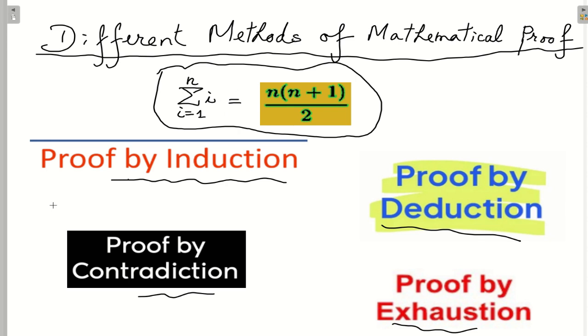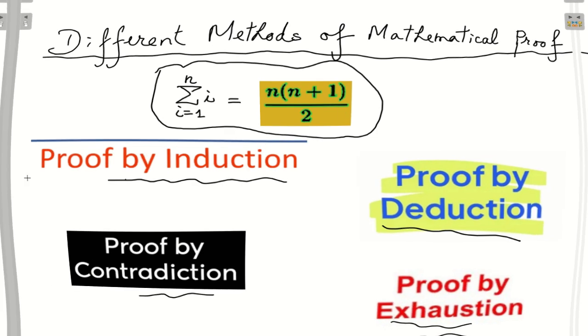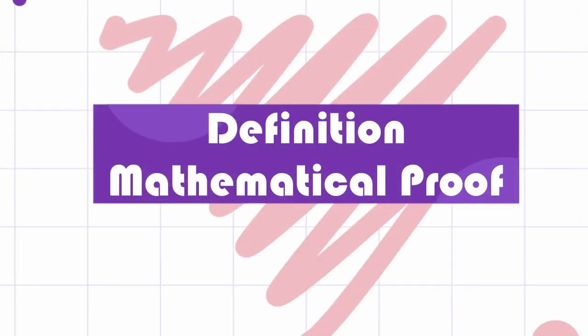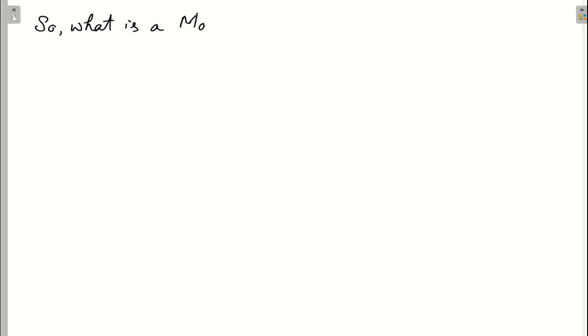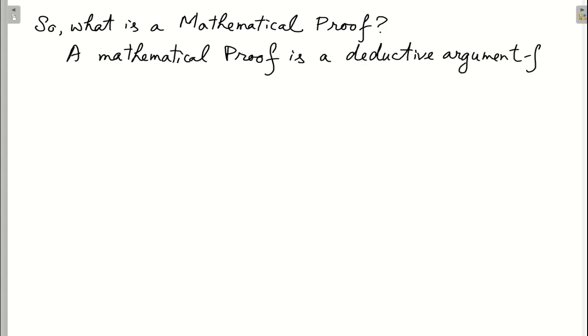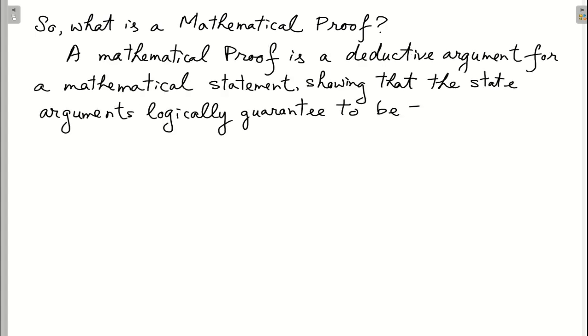Before we do the proof by induction, contradiction, exhaustion, or deduction, we have to know what is meant by mathematical proof. So what is a mathematical proof anyway? Actually, a mathematical proof is a deductive argument for a mathematical statement, showing that the stated arguments logically guarantee it to be true.